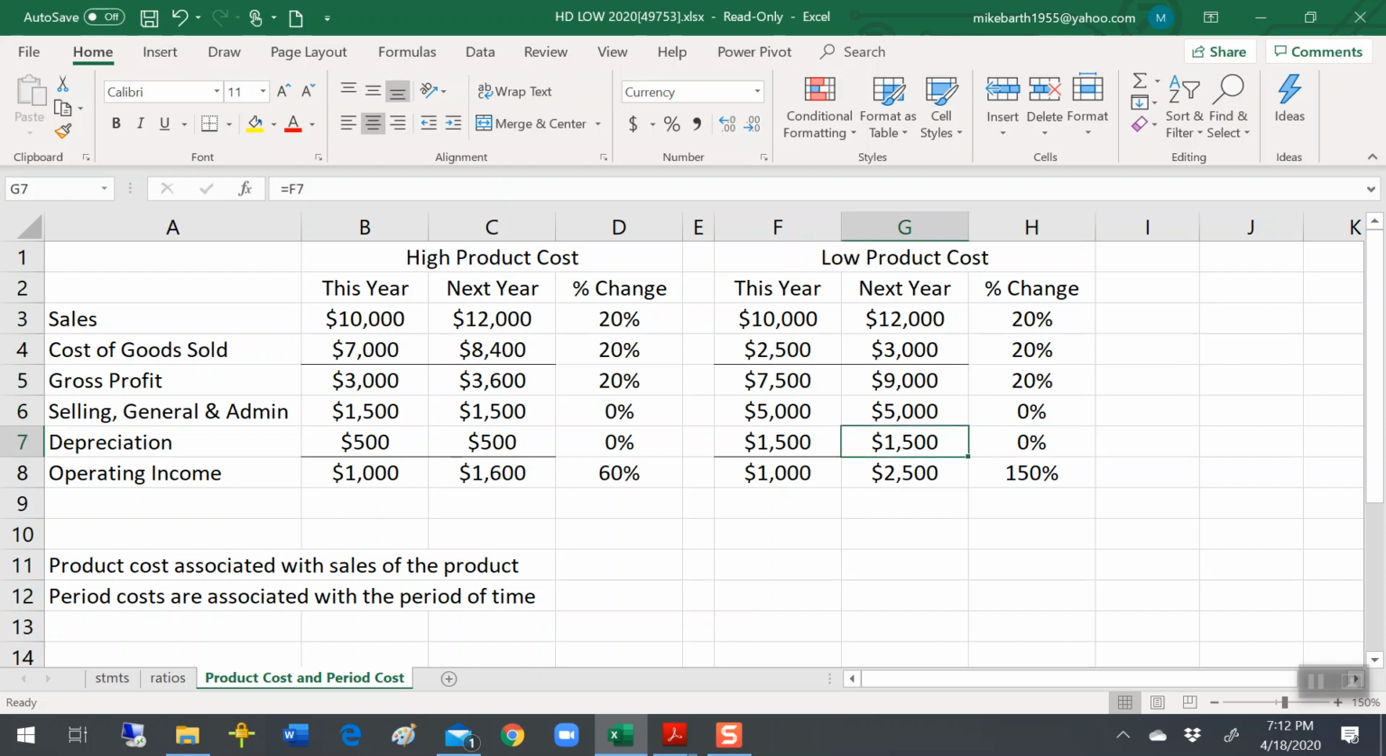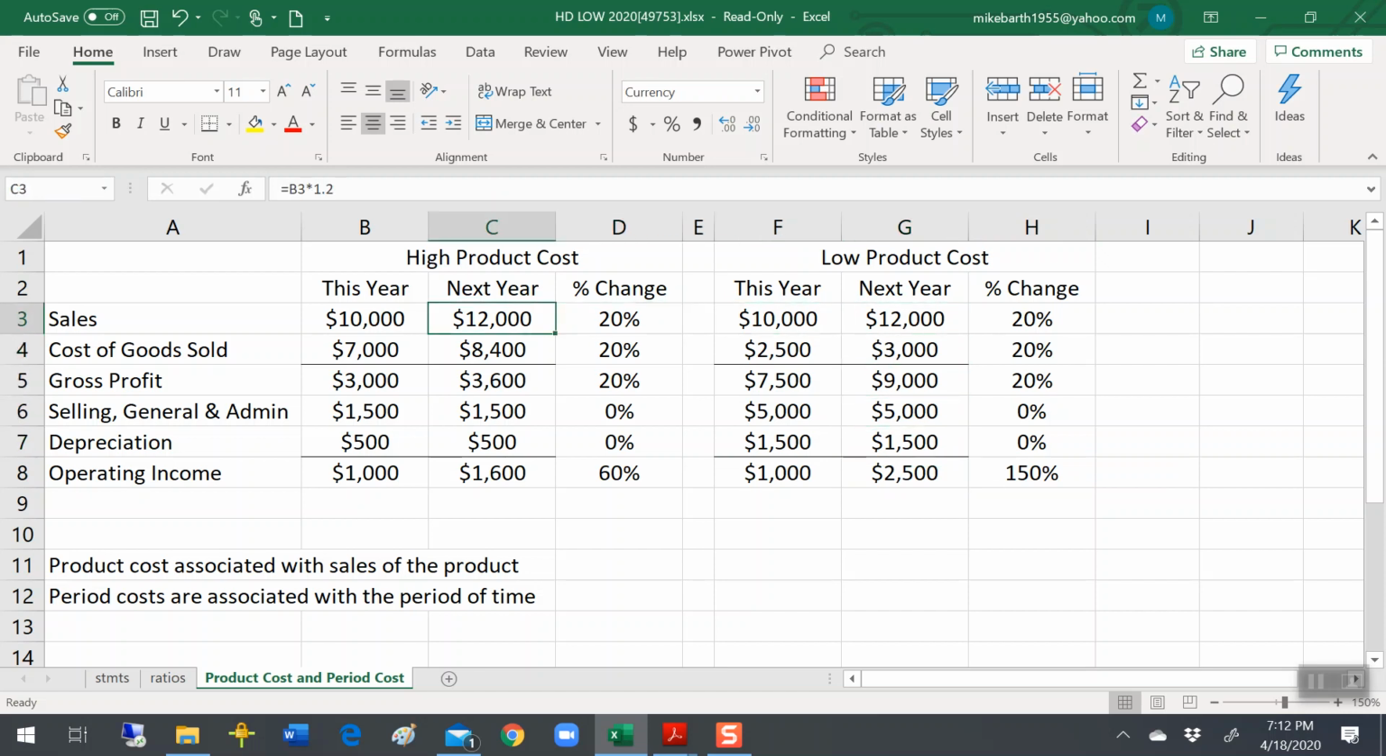For this company, because these are basically fixed, okay, they don't go up and down with the level of sales, our profit goes up from 1,000 to 2,500, a 150% increase. That's why it's important to know the difference and to be able to classify expenses into these various categories.